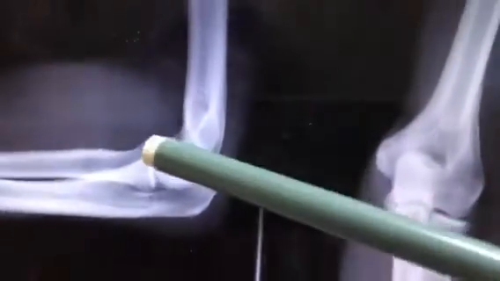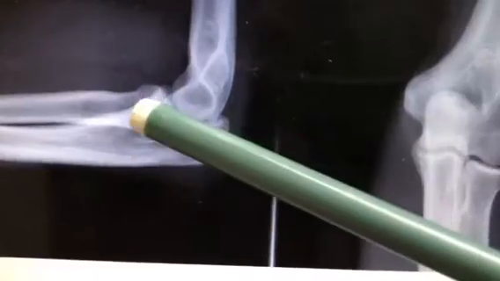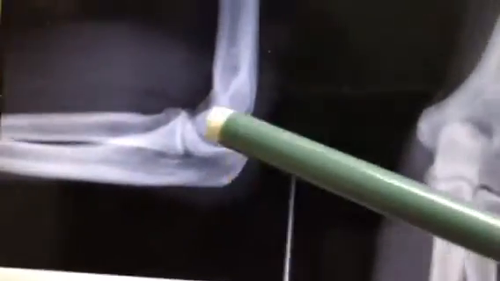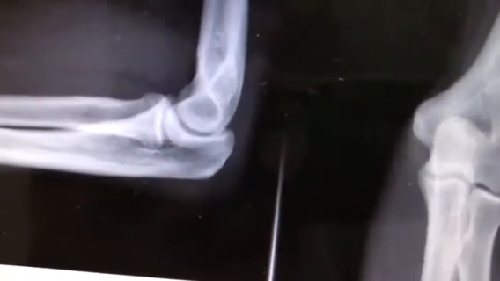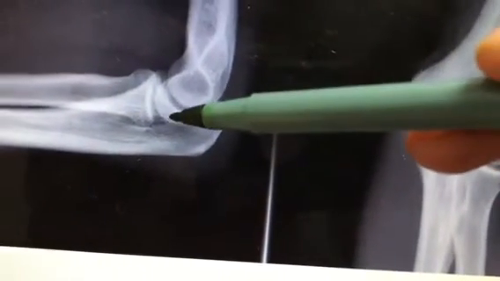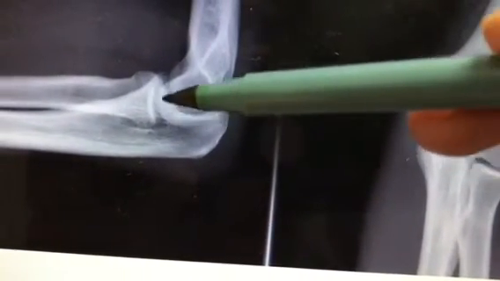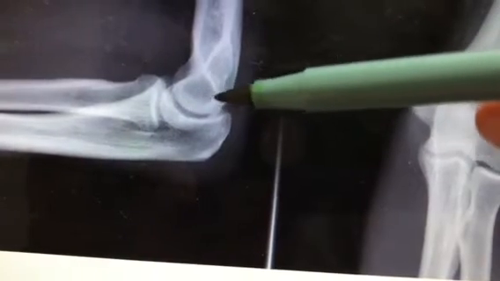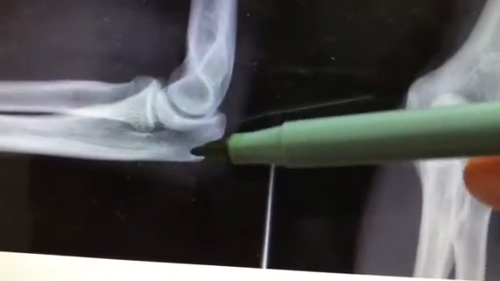Okay, this is the lateral view of the elbow joint. So here you can see again the radius. This is the radius, and this is the ulna. You can see the olecranon process of the ulna, and the head of the radius is seen here. You can see the trochlea here, and this curve is called the coronoid process. This is the coronoid process, this is the trochlea, and this is the olecranon process. So these three things you should see here.